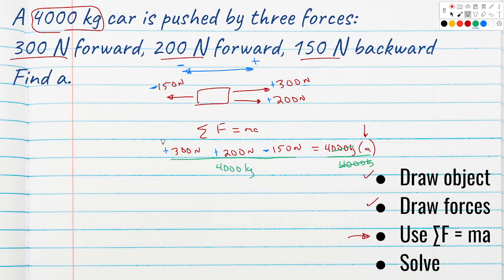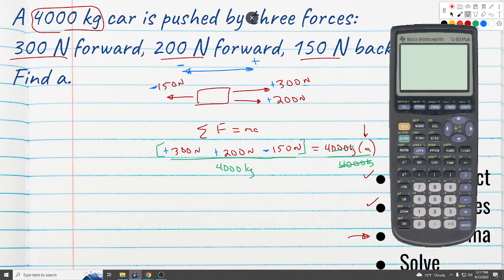Like that. All right, I'm going to put some parentheses around the numerator to make sure all that addition and subtraction gets done first. But I'll have parentheses positive 300 plus 200 minus 150. Close up the numerator and then divide by 4,000. And I get 0.0875.